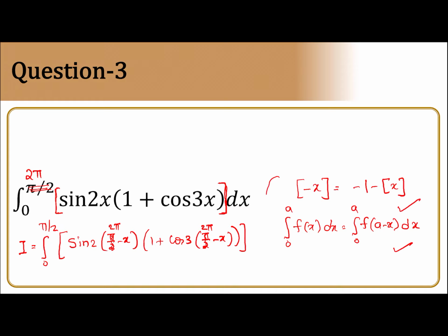So these are the two important formulae which we'll be using. I will take the next slide to explain. Please write down the formulae. On the next slide, 0 to 2 pi, I can also be written as greatest integer of sine 2 into (2 pi minus x) into 1 plus cos 3 into (2 pi minus x). This is the greatest integer.